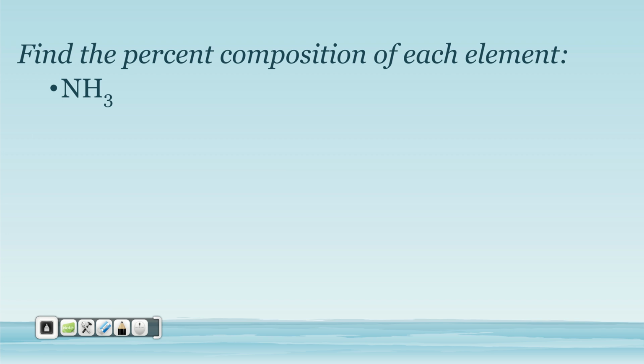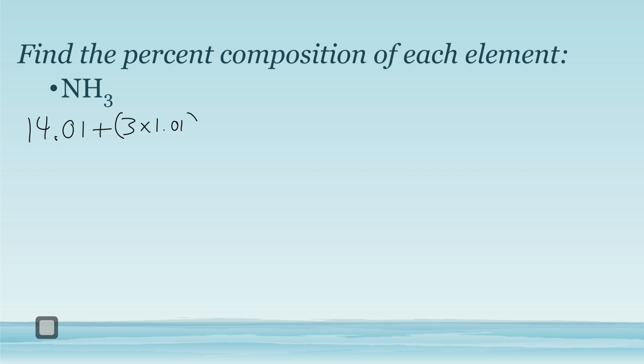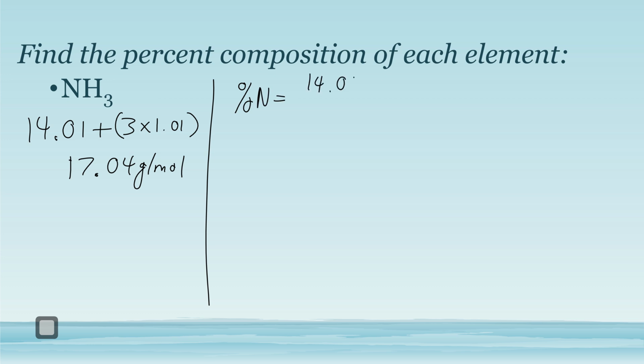NH3, easy one. So this is going to be 14.01, that is nitrogen, and then 3 times 1.01 is hydrogen. Wait a minute, I did not do that right. 14.01 plus 3 times 1.01, 17.04 grams per mole. And then I would do percent nitrogen equals 14.01 over 17.04 times 100.